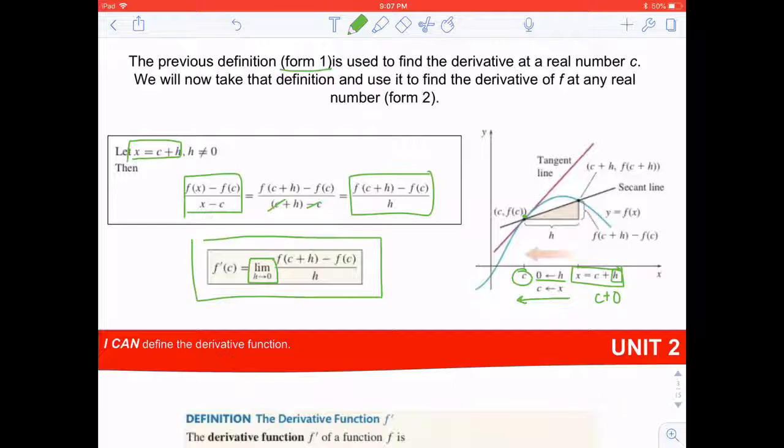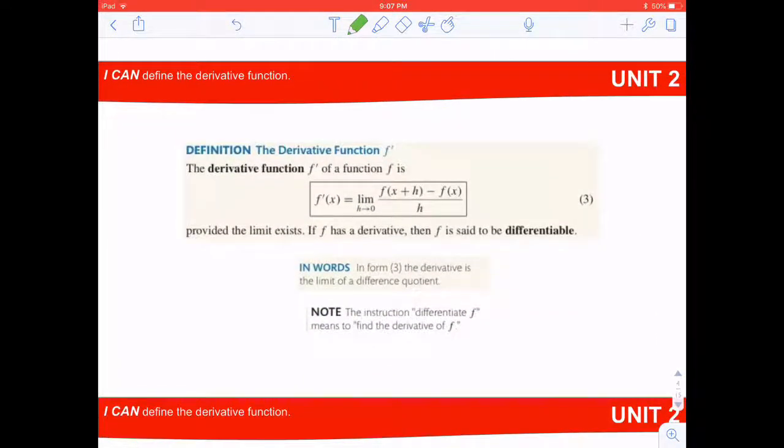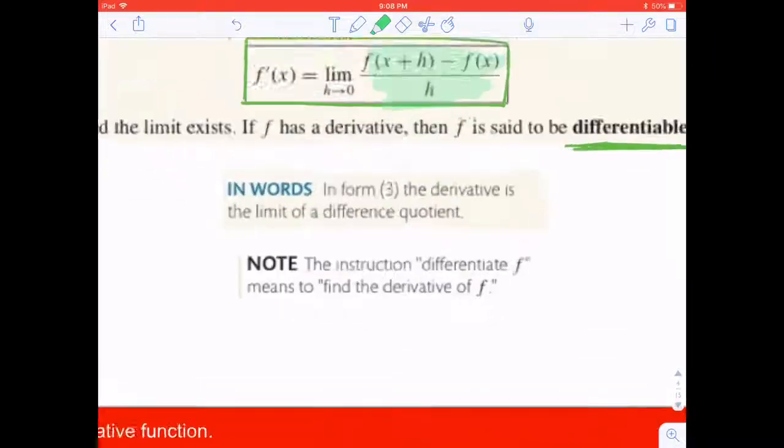So we have our two definitions of finding the derivative. And this is what it comes down to. When this is true, if the limit exists, then we can say the function is differentiable. In words, this form 3 says the derivative is the limit of a difference quotient. And remember, this part right here is what we call the difference quotient, and so we're just taking the limit of the difference quotient.